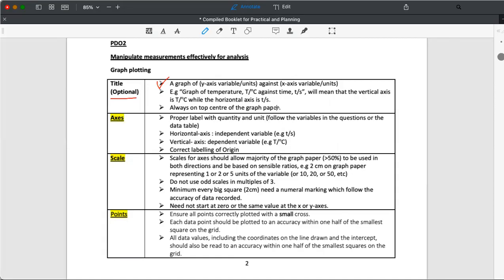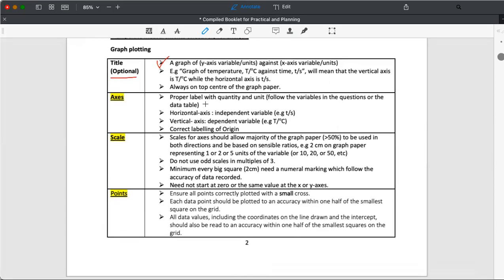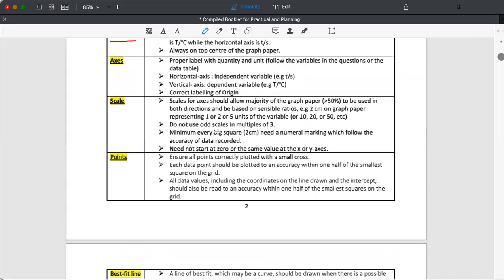Then you must have proper axis labels with quantity and unit. The horizontal axis must include the unit also, and so must the vertical axis, with correct labeling of the origin, if there is one. For the scale, the axes should allow the graph to use the majority of the graph paper, at least 50% or even more. For me, my rule is 3/4, but I know some teachers just say more than half. Make it 3/4 and above. If you can use up the whole graph paper, that will be the best scenario.